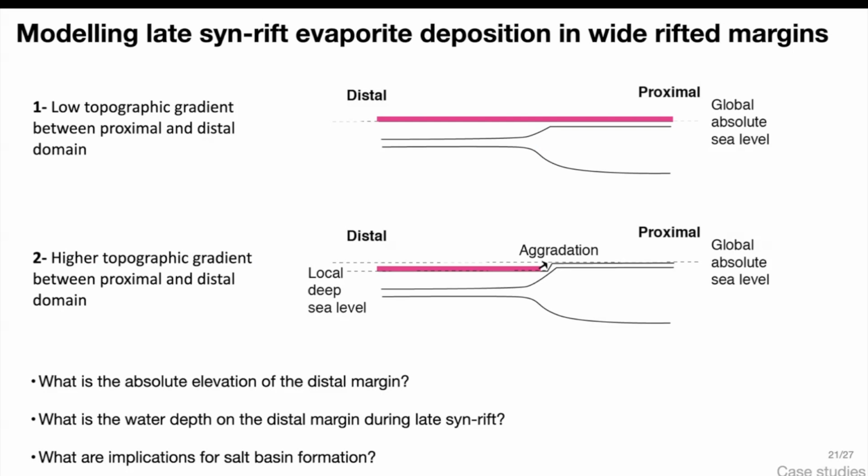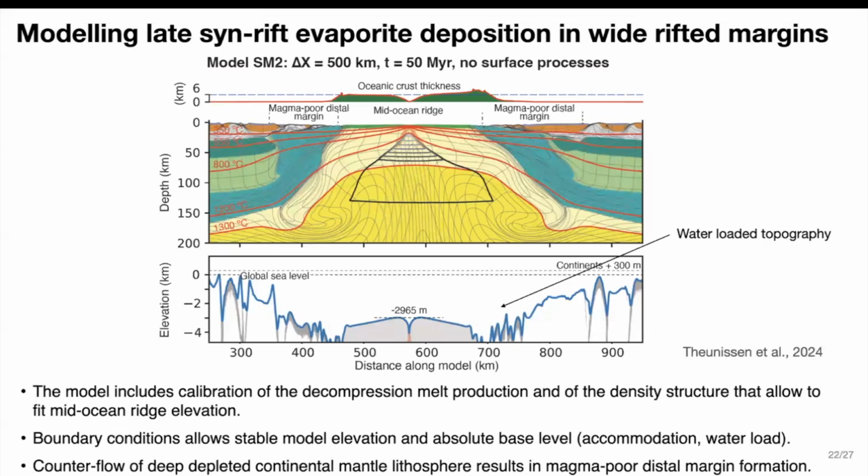So the question now, with a couple of models, is trying to solve this question: what is the absolute elevation of the distal margin? What is the water depth of the distal margin during the late syn-rift? Can we explain this without considering any anomaly? So that's what we're going to try to do.